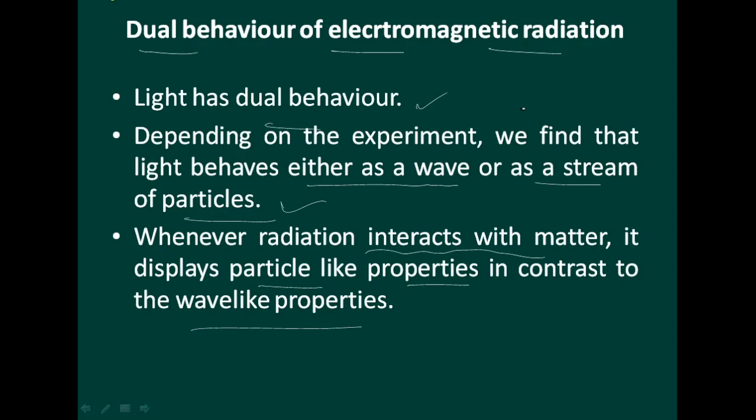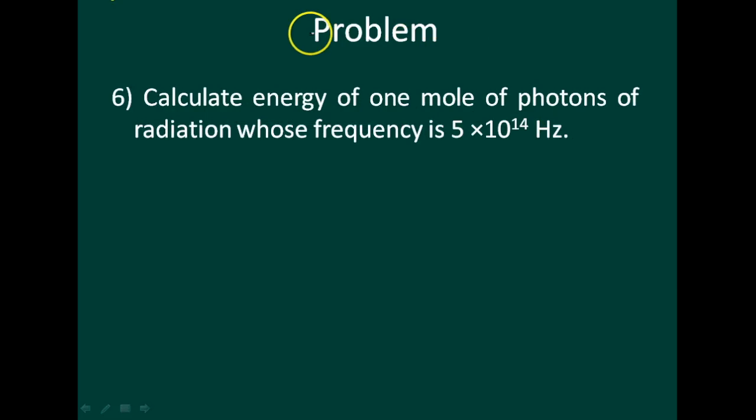Okay, next is a problem. Can we solve this problem? The first one is: calculate the energy of 1 mole of photon radiation whose frequency is 5 × 10^14 hertz. So in this we know the formula E = hv. They are asking to find out the energy, that's why we have written it.